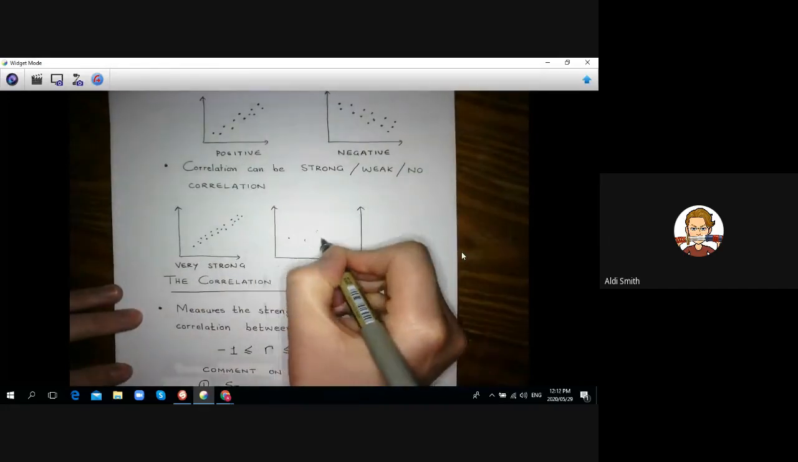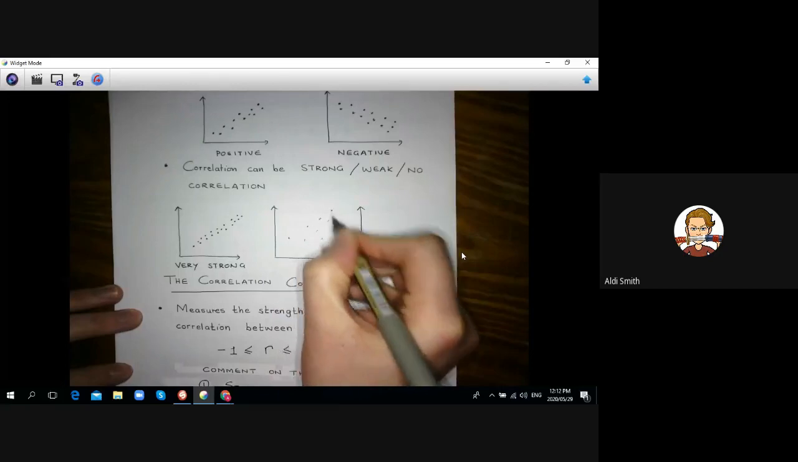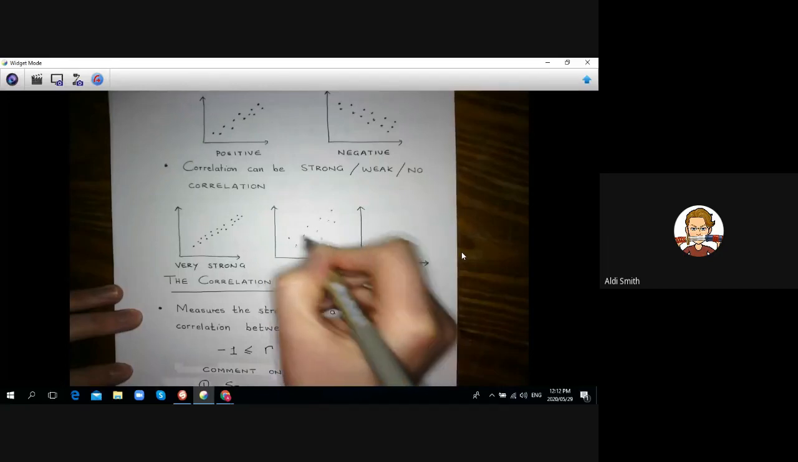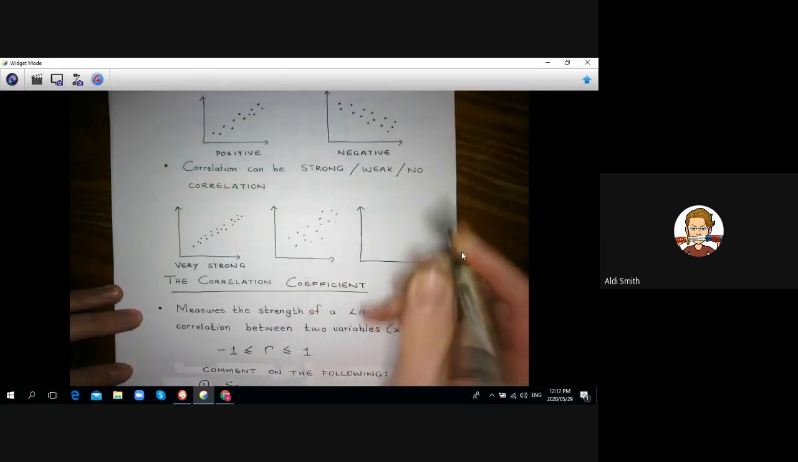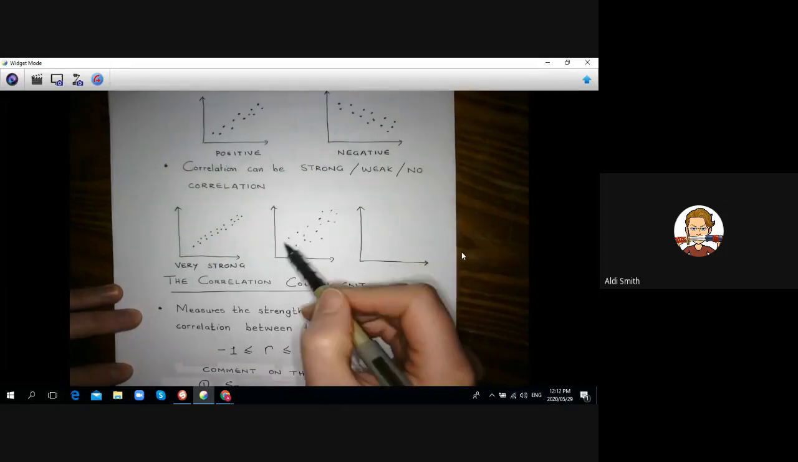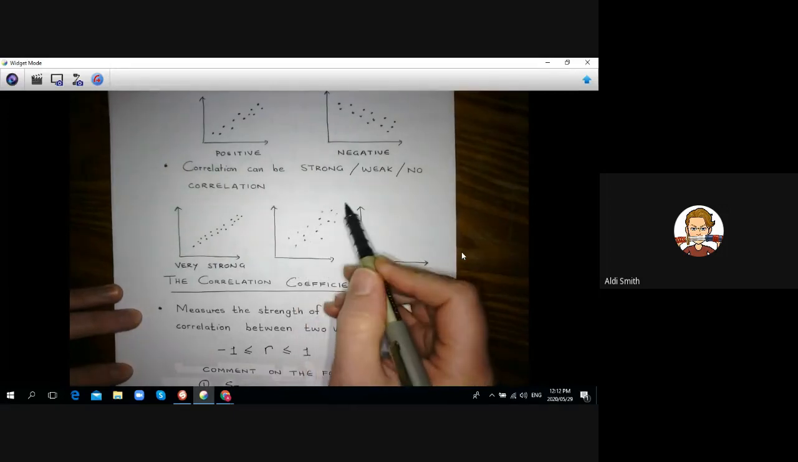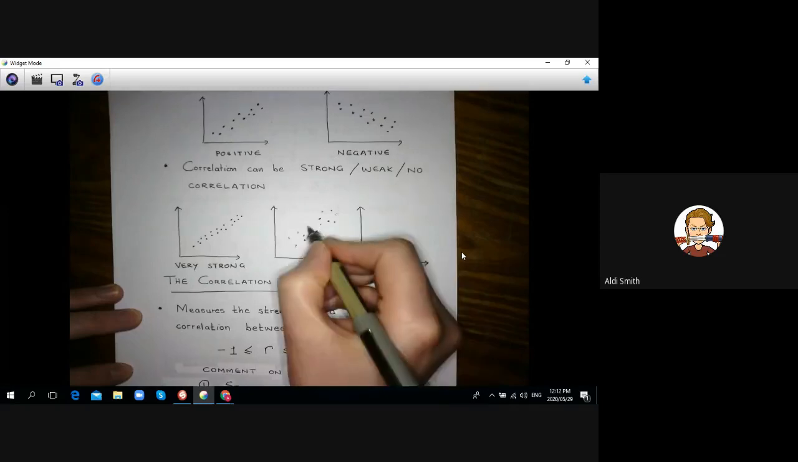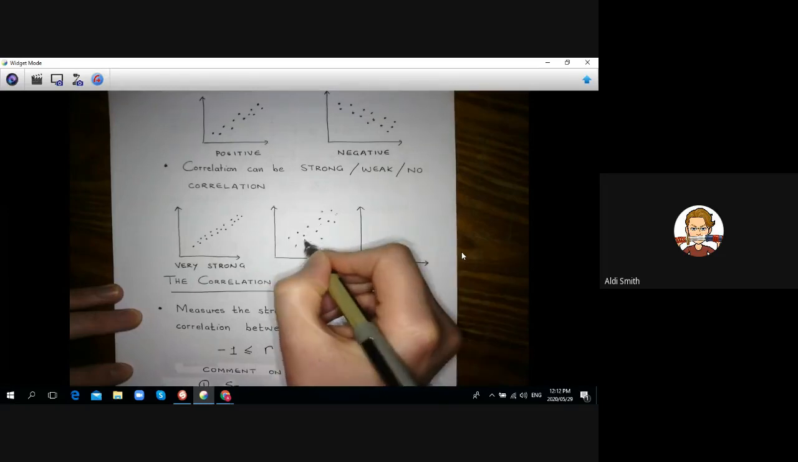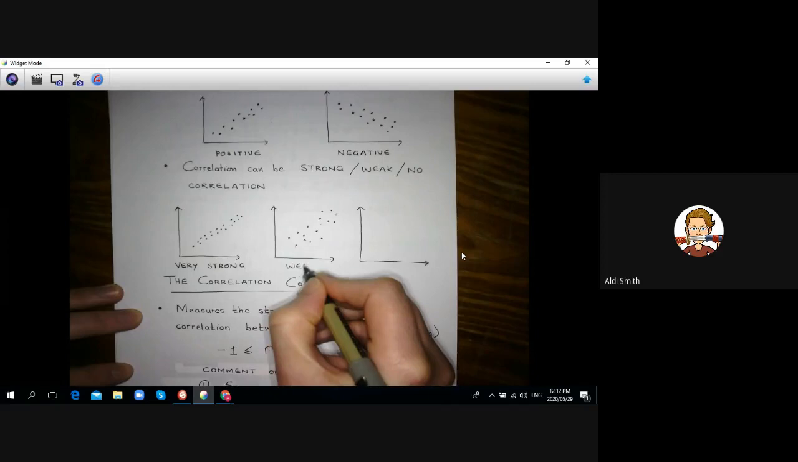So a weak correlation, there's still a trend to the data. You'll see it still looks to be a line. It still looks to be going kind of up, but you'll see the dots are much more further spread apart. So this is what we will call a weak correlation.